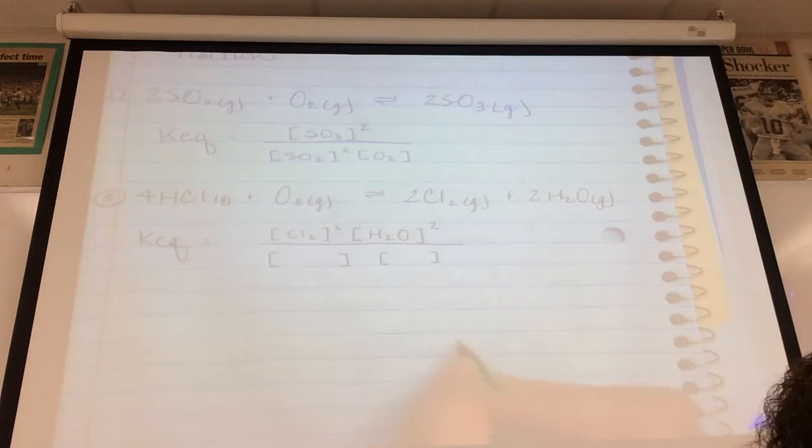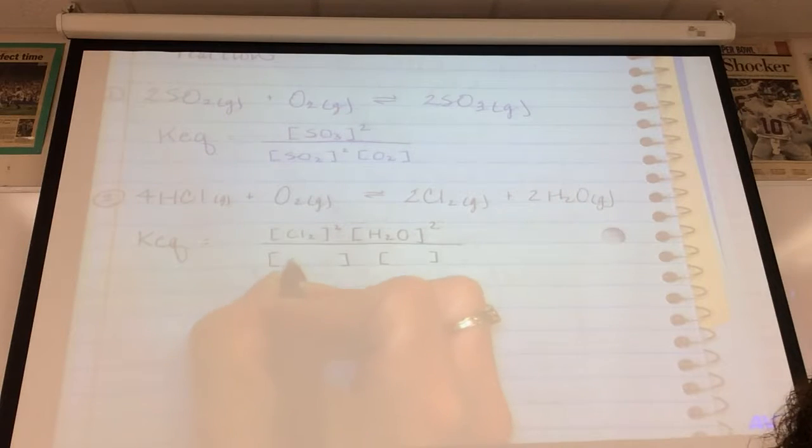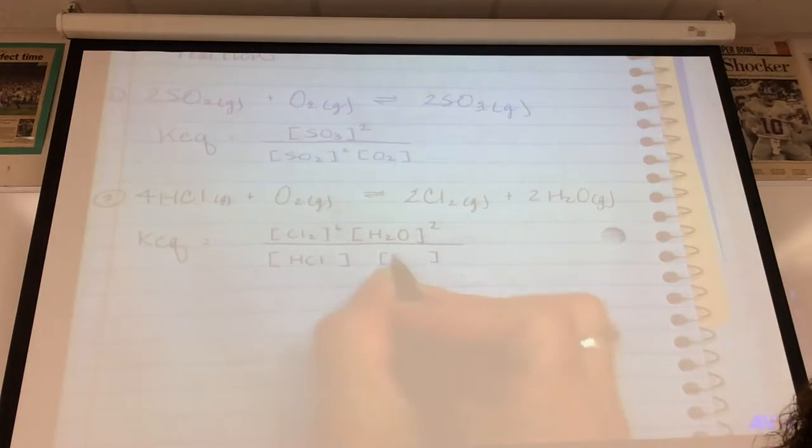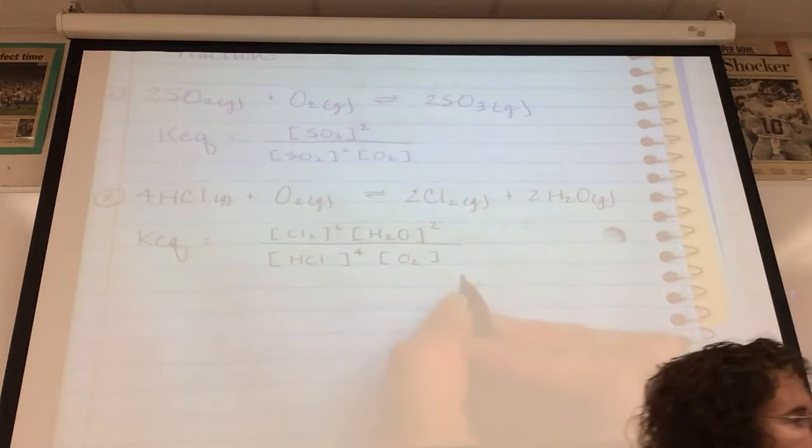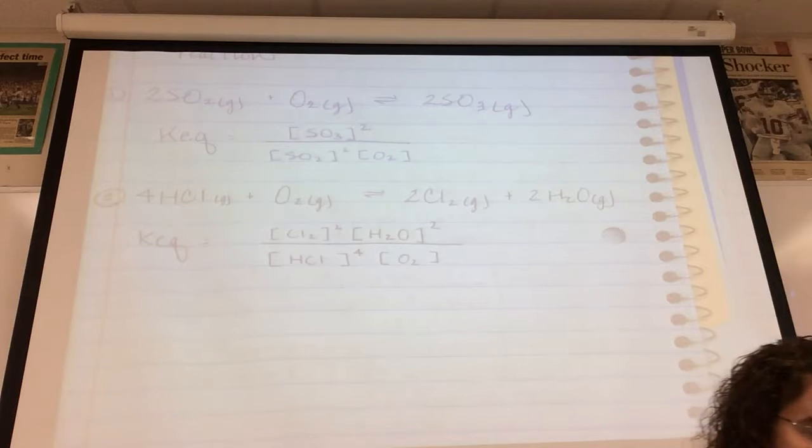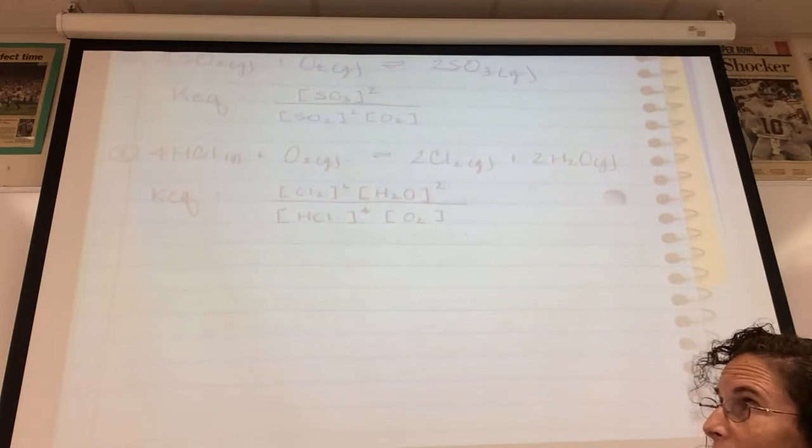All right. What goes here? What exponent? What goes here? All right. Number 3 is a little tricky. We'll do 3 together.